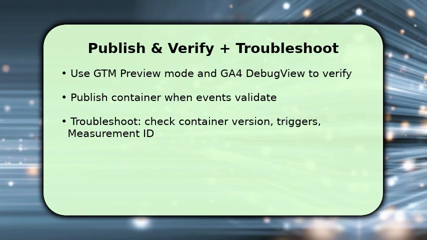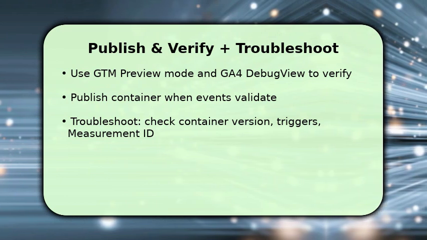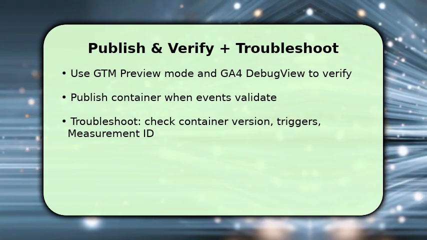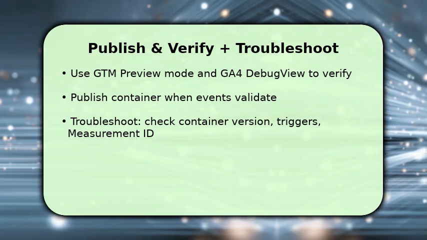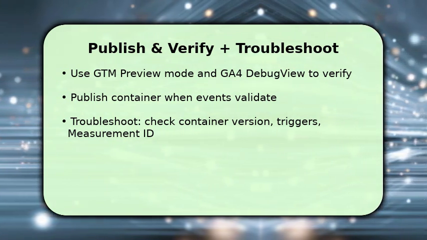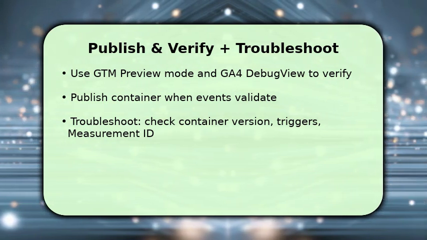If events don't appear, first verify the measurement ID in the configuration tag and that the correct container version is published. Then check trigger conditions and variable values. As a final tip, clear cache or use an incognito window with preview. Many issues stem from stale scripts or conflicting tags.